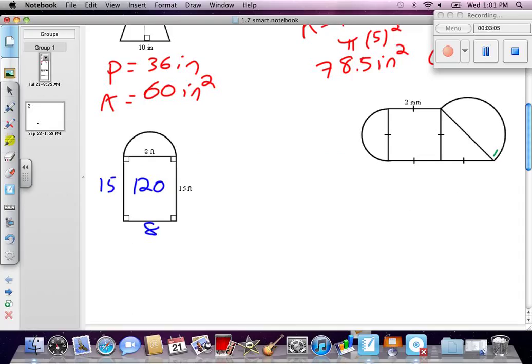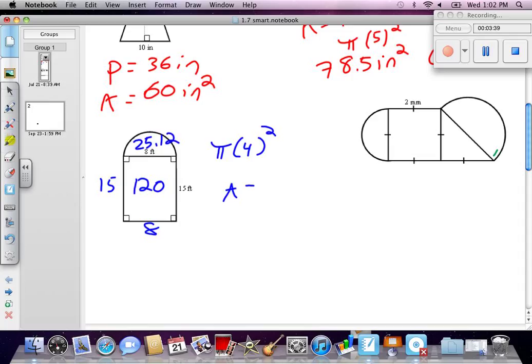Now I'm going to figure out the area of that half circle. First of all, is 8 feet the diameter or the radius? Diameter. So what would the radius be? 4. So I'm going to use pi times 4 squared to find the area. So 3.14 times 4 squared. But that's not my area, right? No, because that's a whole circle. So how do I find half a circle? Divide by 2. Good. So that's 25.12, and then I'm just going to add the 2 together.